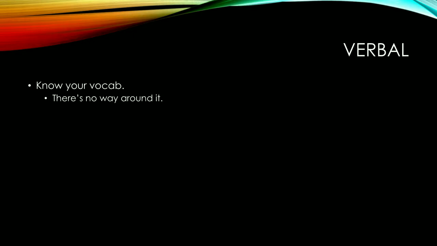So the verbal section, you've got to know your vocab. There's no way around it. Vocab and reading comprehension are going to be the most difficult things about the verbal. Reading comprehension probably more so, but vocab just requires that you prepare and take your time. Another section that's pretty easy is context clues, where you fill in the blank with the best word, but that's going to be a piece of cake.